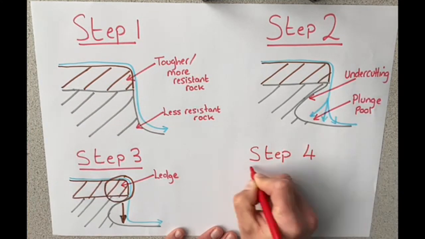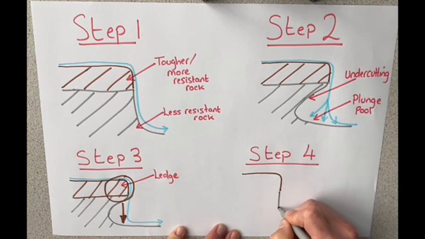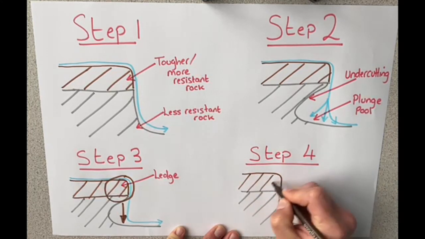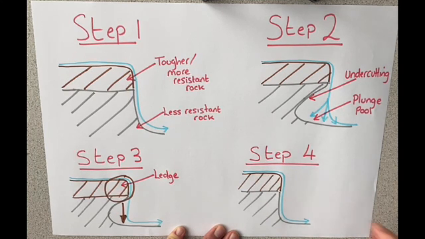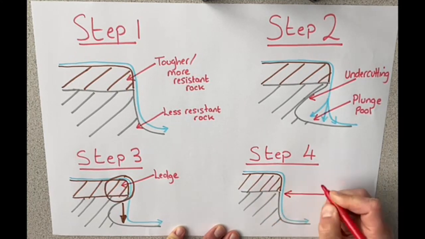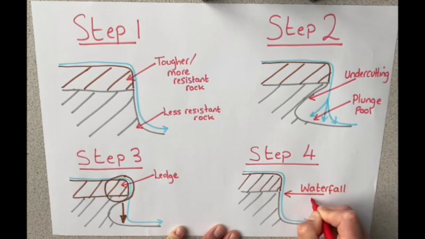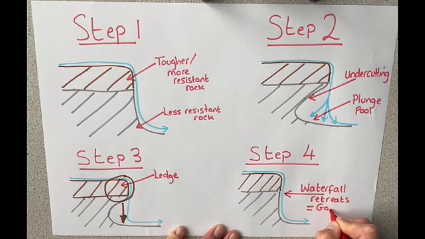Step four. Now this is just a repeat of steps one, two, and three, where the tougher, more resistant rock is less eroded than the softer rock. And if this keeps happening and this collapse of the ledge keeps taking place, the waterfall will begin to retreat up the river's course until a gouge in the landscape is formed, and we call this a gorge.